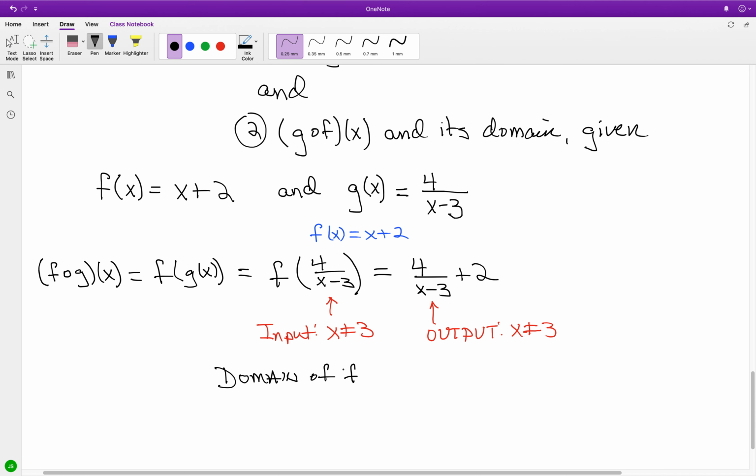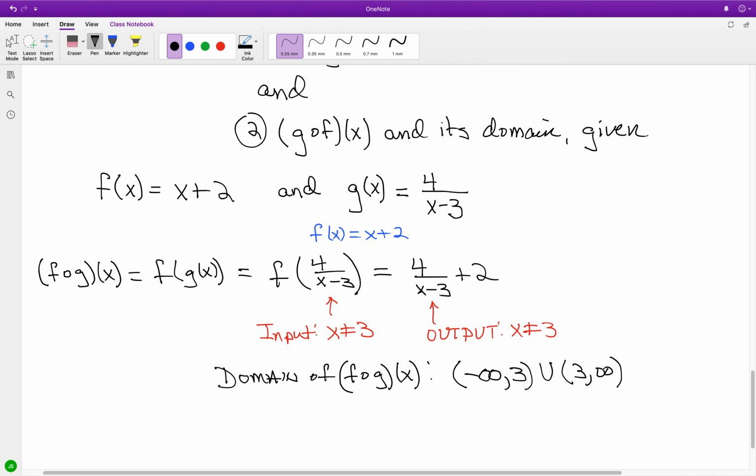And if I express the domain of f composed with g of x in interval notation, I am leaving out 3. So I'm looking at the set of all values of x that are less than 3, as well as those values of x that are greater than 3.